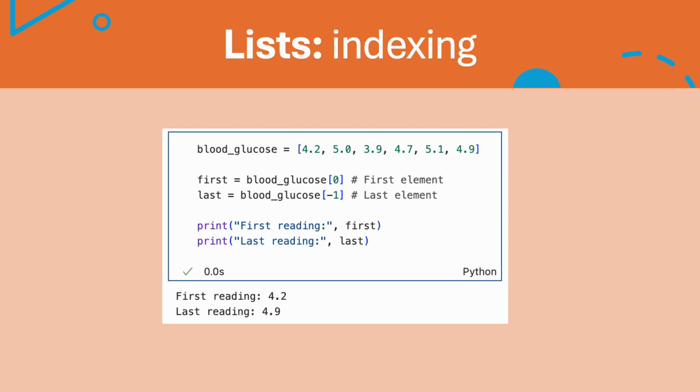And in the example that I've given you here, we're assigning a name or a variable to that value. So for the first, we write first equals list name, blood glucose, and then in square brackets, 0, and that will create a variable that's equal to the value of the first value in our list. That makes it really easy for you to then print out that value if you want to figure out what it is, and that's the example that I have in front of you here.